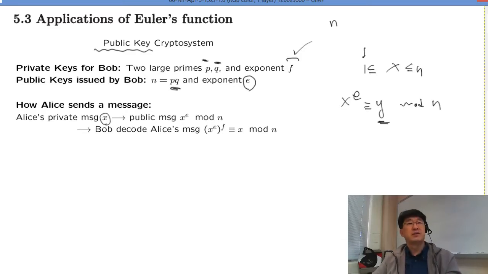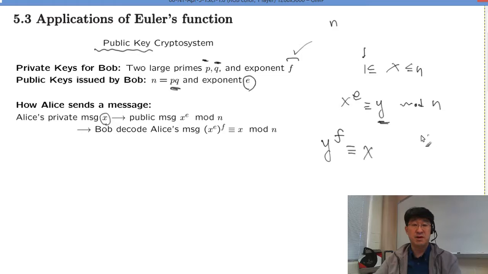So that's that. But the challenge that I'd like to throw to you is the last step. Now, Bob received Y, right? He has to figure out what X is. But also, the world knows that. We don't know what F is. But what Bob does is take that message Y and raise it to the F power, repeated squaring method. And then the magic is that it's going to spit out X back, mod N.